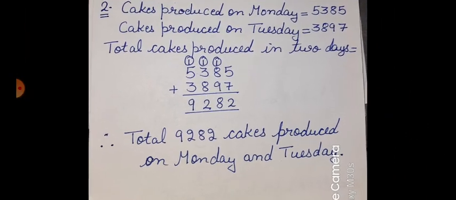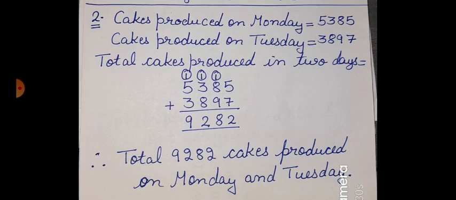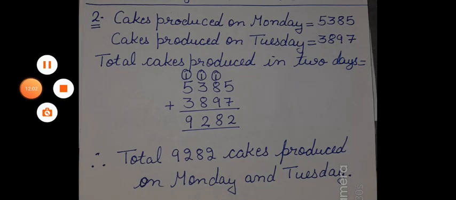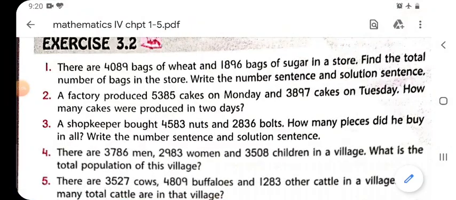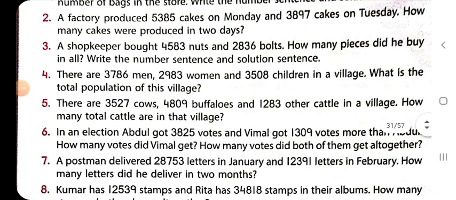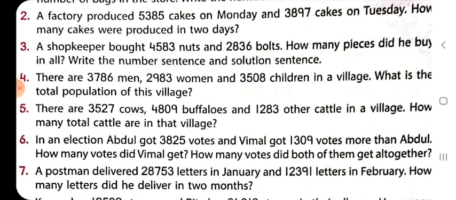So this is the solution of sum number 2. Moving to the next. Okay. A shopkeeper bought 4,583 nuts and 2,836 bowls. How many pieces did he buy in all? Write the number sentence and solution sentence.